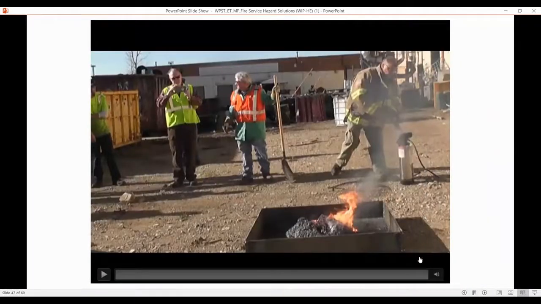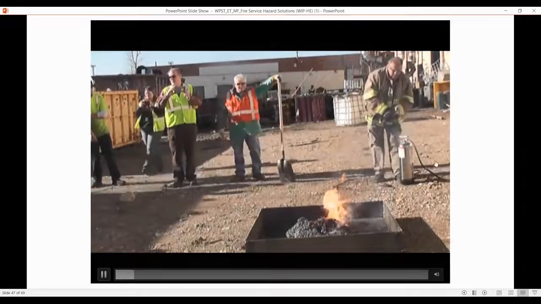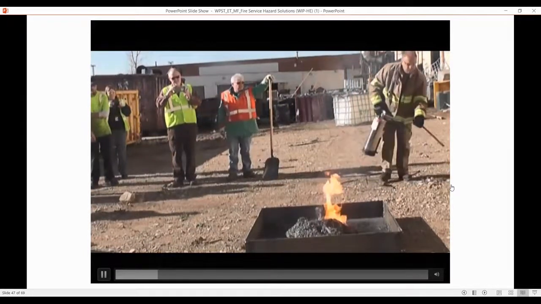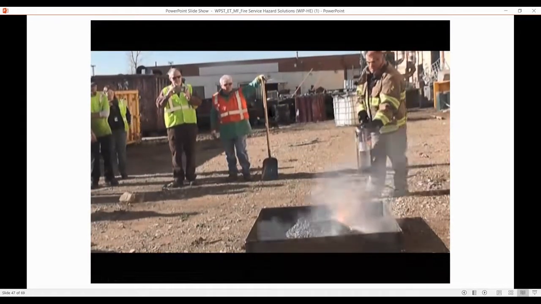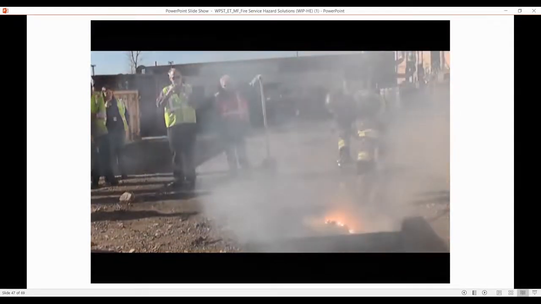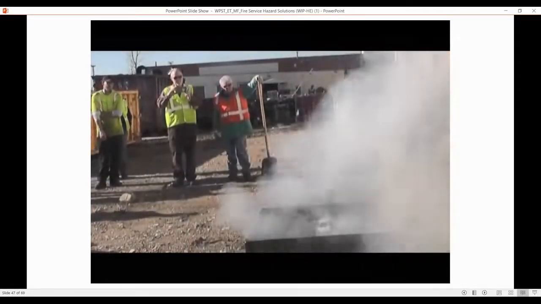So this is some test burns I did with a metal recycler down in Ohio. This is a mixture of zirconium turnings. We have a 3% solution of F500 in the fire extinguisher. Again, a very fine mist. We want to rain it down onto that Class D metal. Again, we're rapidly cooling, pulling the heat out.